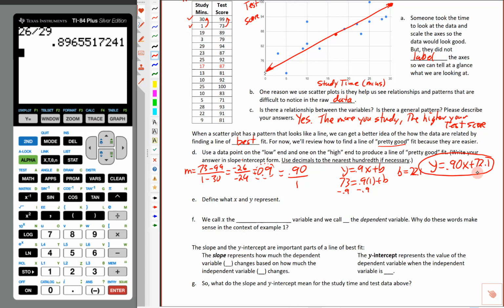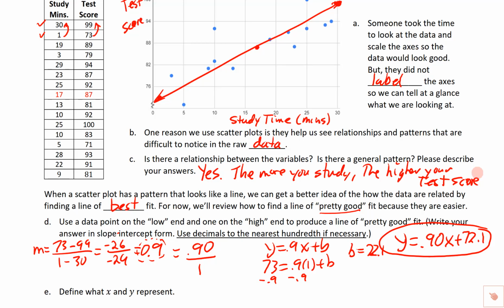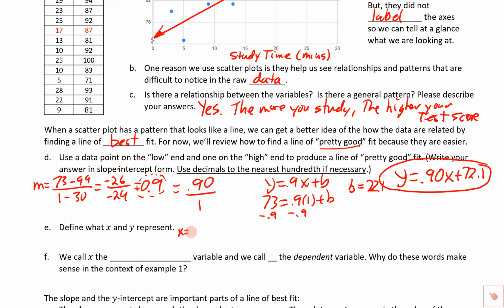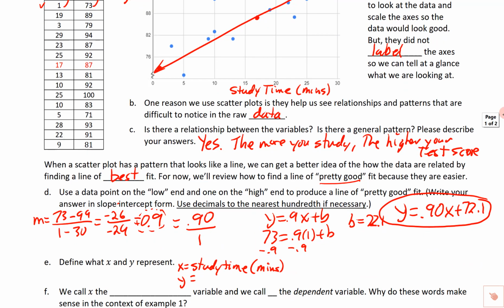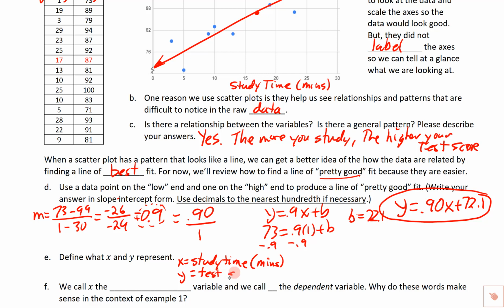Again, it's not perfect. Now, it says, what do X and Y represent? Let's take a look and see what X and Y represent. There are a couple different ways you can tell what's going on here, and I'm hoping this starts to make sense. This is like the X column, and this is like the Y column. So X represents, well, gosh, look at this, study time. So I'm going to write X equals study time, and we'll put minutes here, M-I-N-S, study time in minutes. And Y represents the Y-axis over here, the Y values. It's the test score. So Y represents the test score.